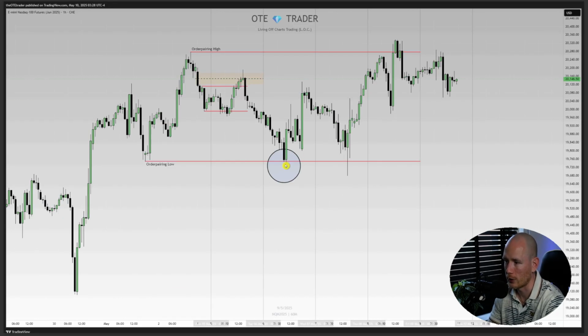Now let's focus on this low over here. And this actually hits the order pairing low, so you would expect that we're gonna go to the order pairing high after we purge the low, right? And this is where I see a lot of people make mistakes. So yes, this could be the low.